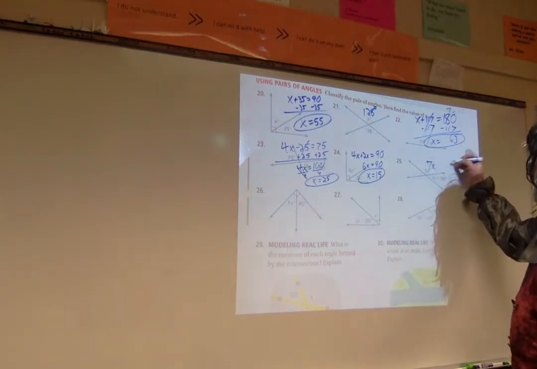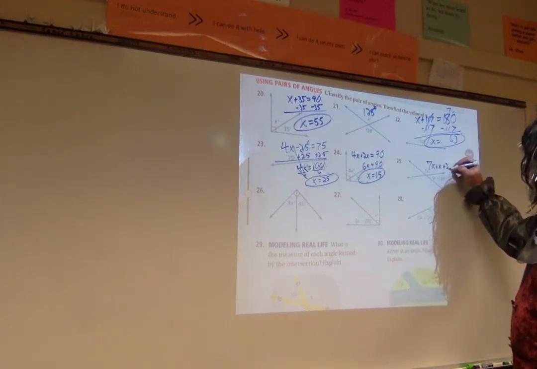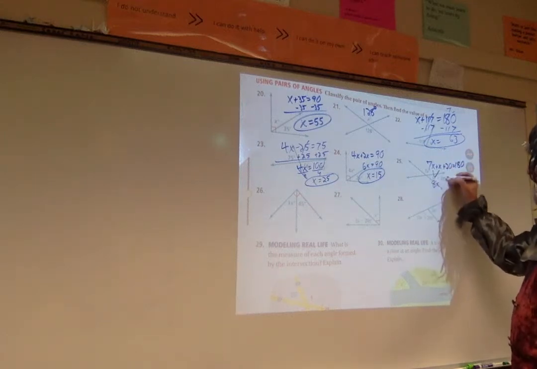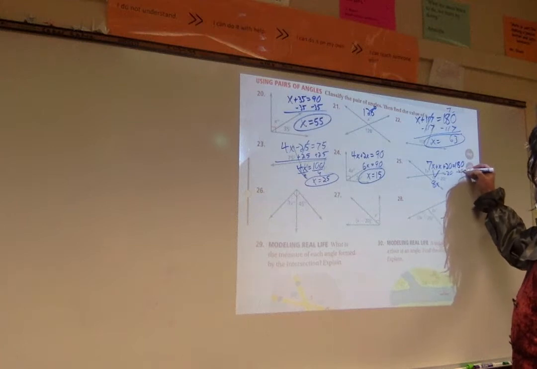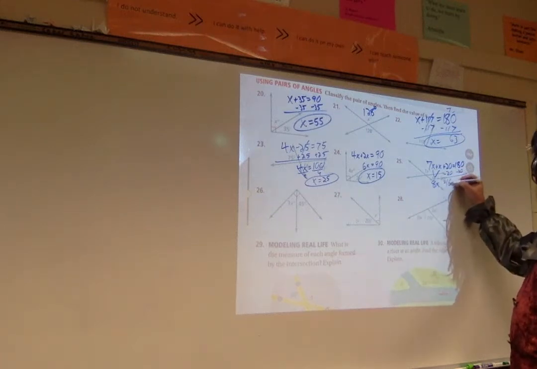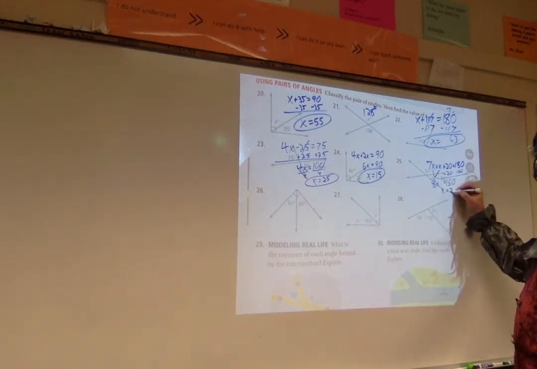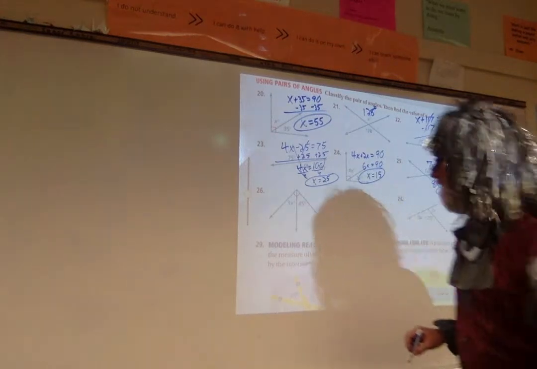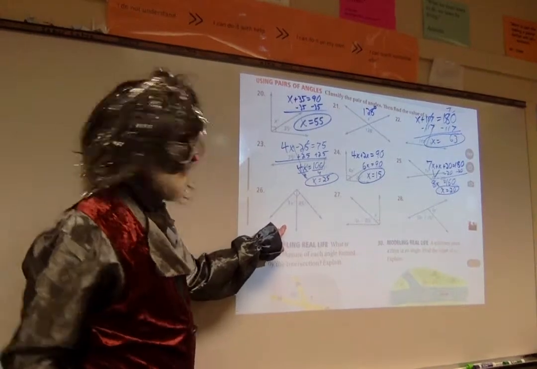Number 25, supplementary, straight line, 180 degrees. So 7x plus the x plus 20 have to equal 180. Well, a 7x and an x make an 8x. If I subtract 20 from both sides, I also get 160 on both sides, proving x has to be equal to 20.